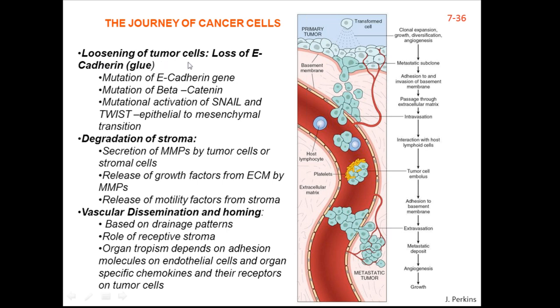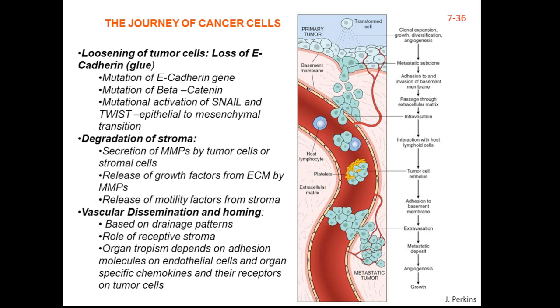It must loosen the intercellular attachments. And what keeps the cells attached to each other? E-cadherin. So loosening of tumor cells so that they can metastasize is related to loss of E-cadherin glue. How can it be lost? Mutation in the E-cadherin gene can do that.